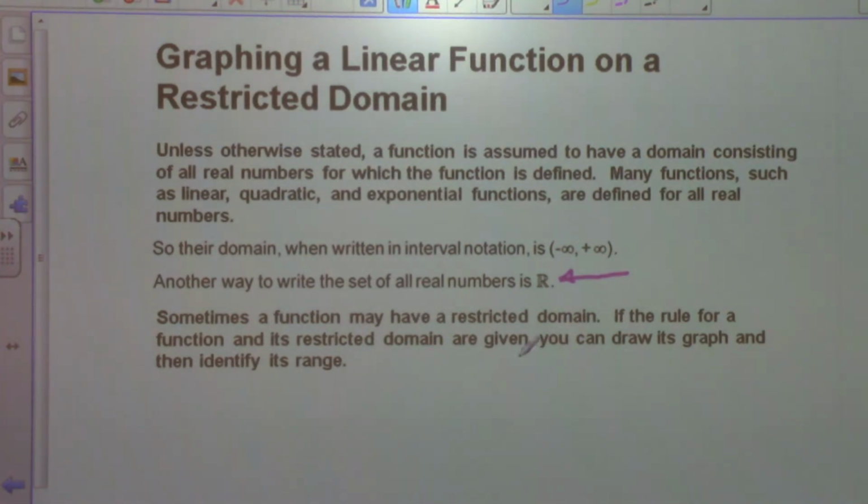Sometimes a function may have a restricted domain. If the rule for a function and its restricted domain are given, you can draw its graph and then identify the range. Where or why do you think we might use a restricted domain? Why would we restrict a domain? Well, we'll talk about that later, so that'll be just an unanswered question.